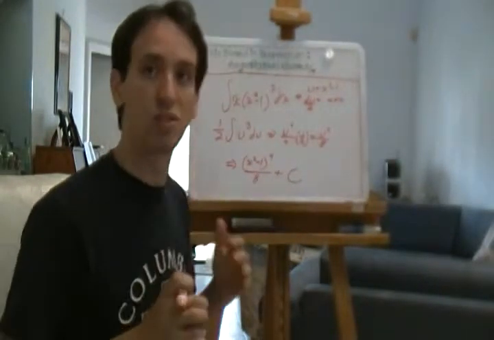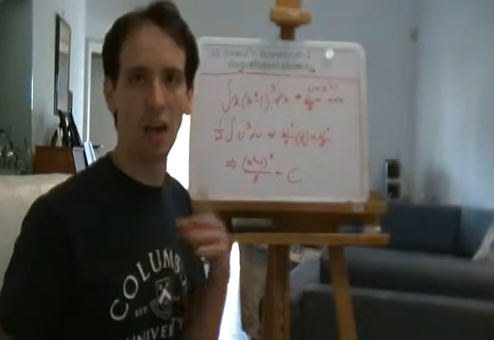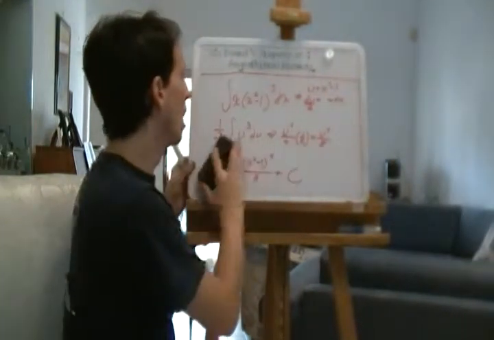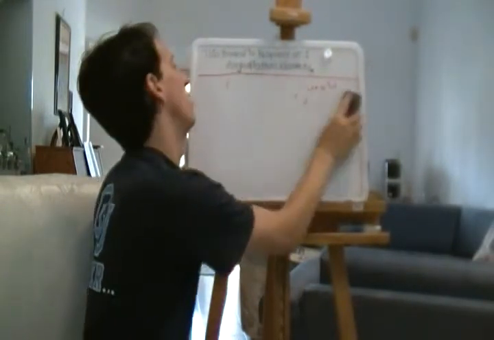Because remember, whenever you're using an integral, you need to include the plus c at the end to take into account any constant variability. Alright, so that was the big problem that I gave you guys.